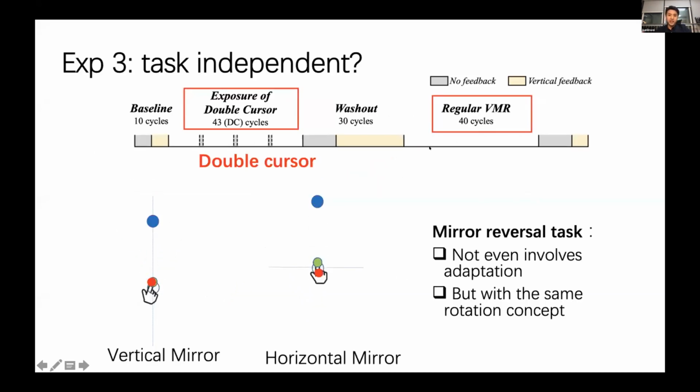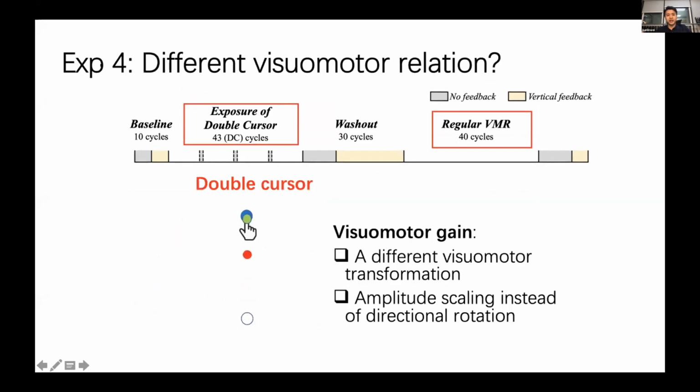Then the third experiment, as I said, I use a novel task, which is called a mirror reversal. Mirror reversal means your hand moves in one direction, but the cursor moves in the mirror-symmetrical direction. And here we have the same concept as visuomotor rotation, right? Then see how people react. Yes, people show saving again.